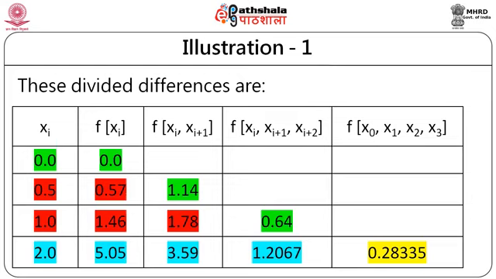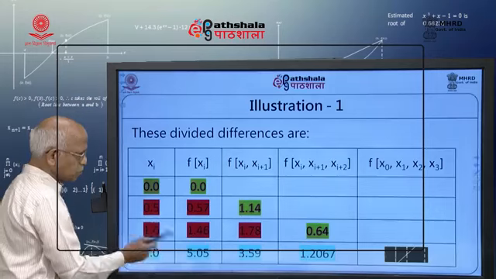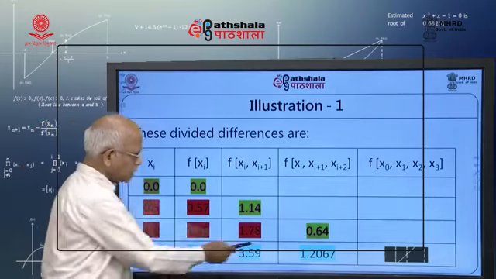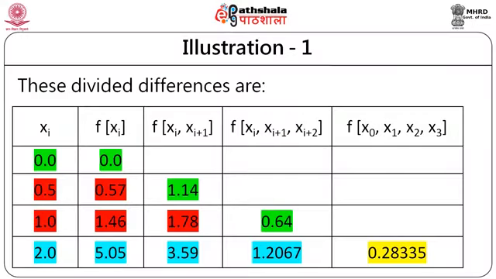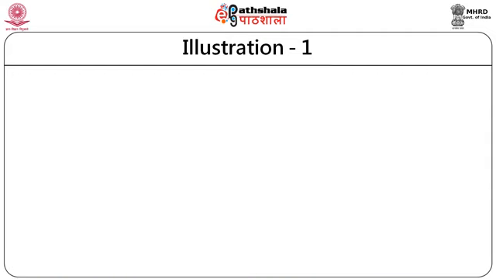The next one will be given by this: again I have to take the difference of this and this value. So, this will be 1.5, and I have to multiply the difference by 1.5 and I will get this. Finally, to get this I have to take the difference of this minus this divided by 2 minus 0. So, I have to divide by 2. Whatever difference I get, if I divide it by 2, I will get 0.28335 as my final divided difference. So, this table gives me all the divided differences.